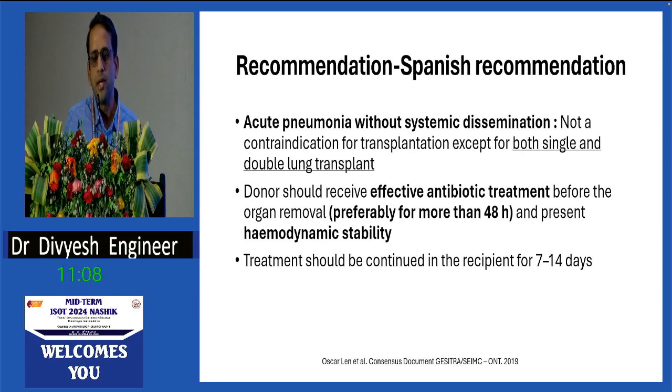Now coming to the recommendations, there are different recommendations. The Spanish recommendation says that if there is an acute pneumonia without systemic dissemination, meaning pneumonia without bacteremia, it is not a contraindication for transplantation except for lung transplantation. So all organs except the lung can be used if there is pneumonia without bacteremia.